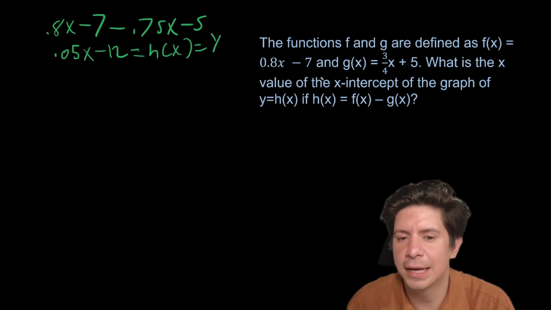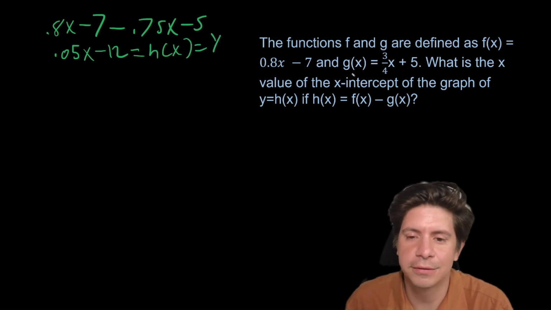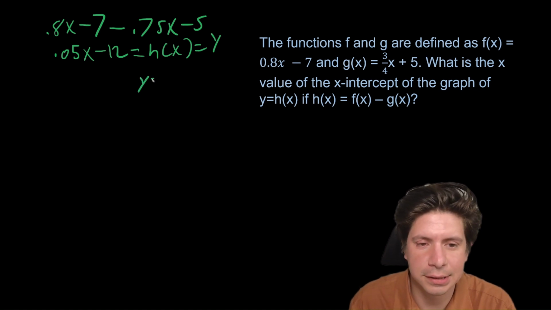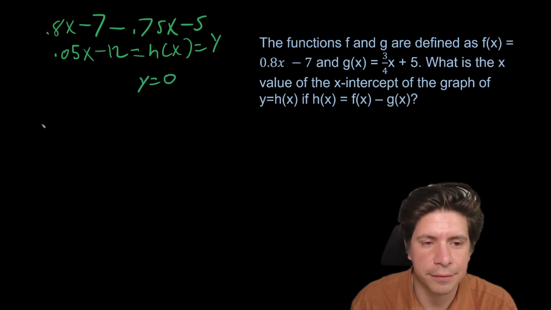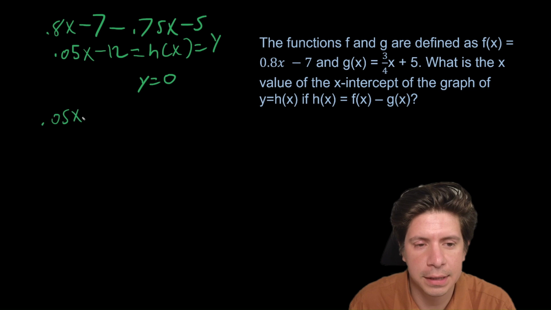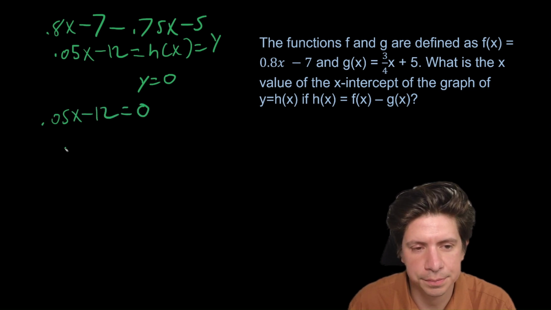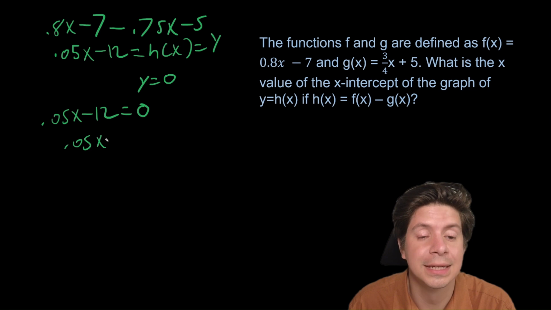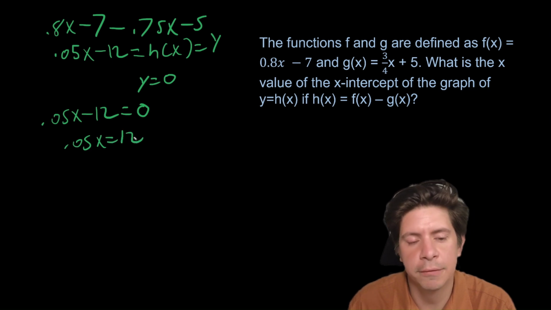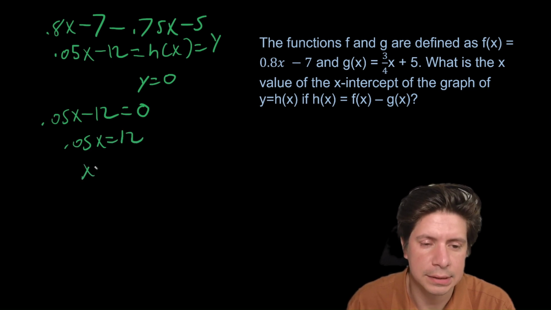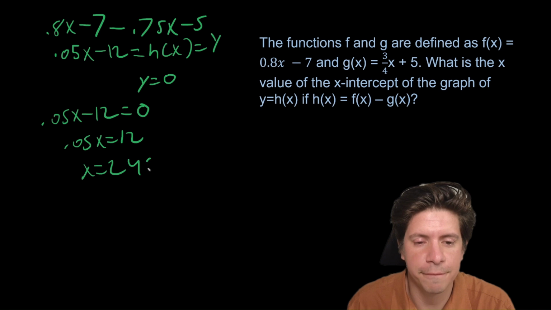Now it's asking for the x value of the x-intercept of the graph. So y equals 0 at the x-intercept. So we're going to have 0.05x minus 12 equals 0. 0.05x equals 12. X equals 240.